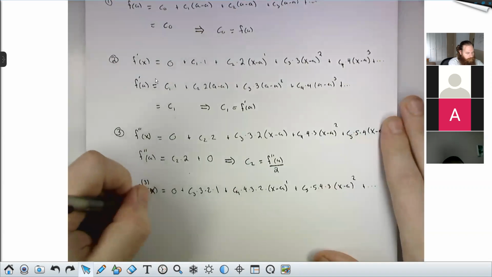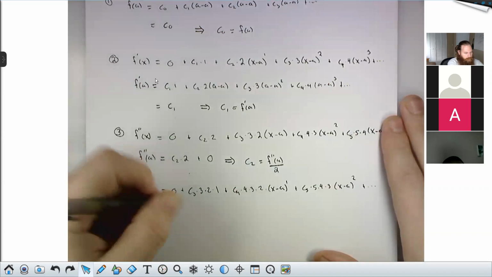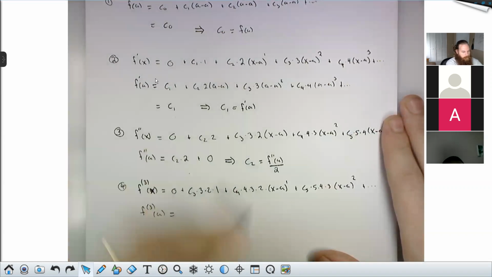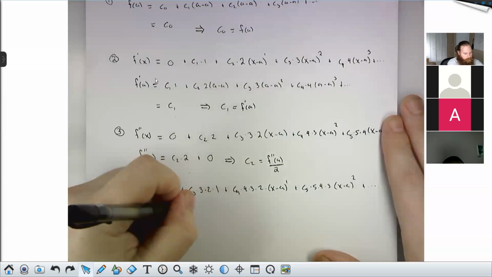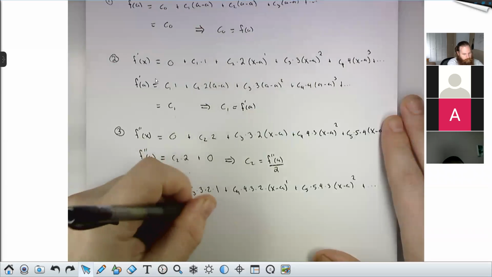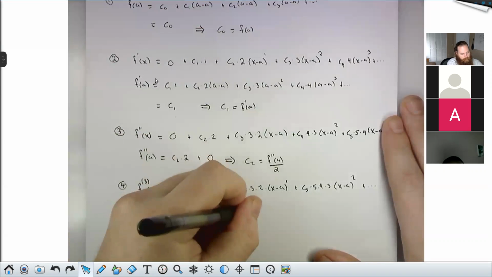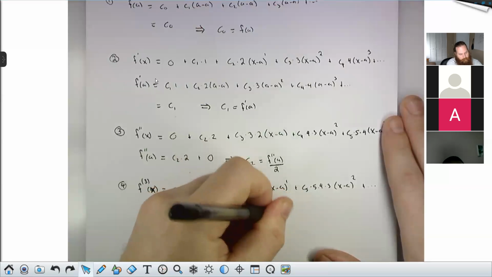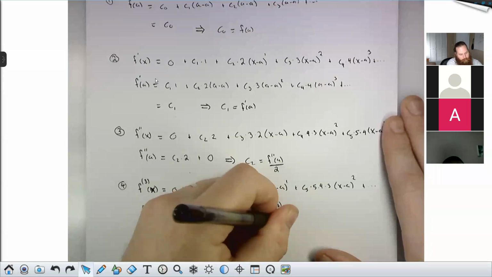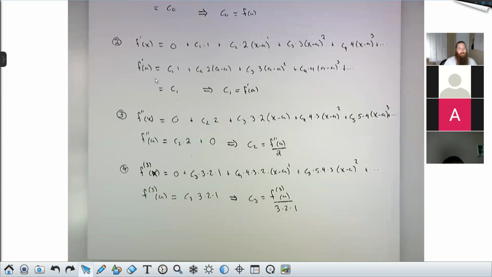So if you go plugging in a, the third derivative of f evaluated at a, this piece and this piece and all the higher order pieces will be 0. You get c3 times 3 times 2 times 1, which means c3 is f3 of a over 3 times 2 times 1. And you may start seeing a pattern here.